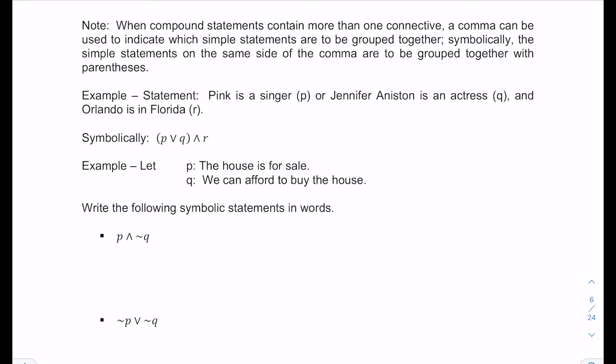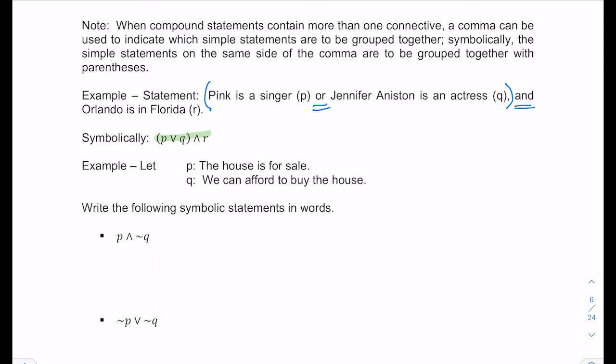So in this example here, the statement is Pink is a singer, or Jennifer Aniston is an actress, and Orlando is in Florida. So I have a comma separating two parts of the sentence. What we use symbolically is we would put parentheses around this first part. So that would indicate that there's a comma separating that first part in the compound sentence. So symbolically, it would be P, and then or is the upside down arrow, Q, and then we have and, which is the arrow facing up, and R. So here's my symbol here.